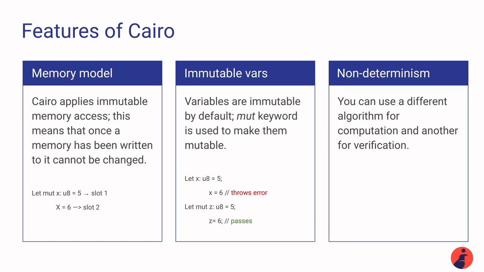So yeah, Cairo is also non-deterministic. So you can use a different algorithm for computation and another algorithm for verification. The reason is because computation is costly, while verifying is cheaper. So you can use a computationally intensive algorithm for proving. Then you find another efficient, way cheaper algorithm for verification.